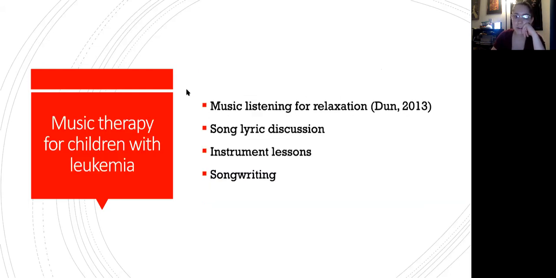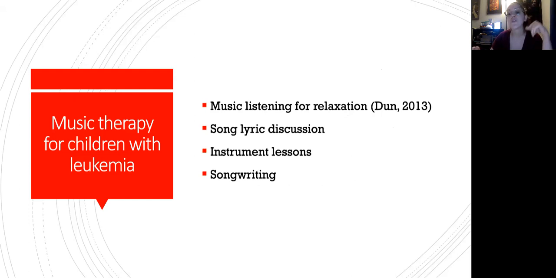So, what are some music therapy techniques that can be used for children with leukemia? The first is going to be music listening for relaxation. This could be live or pre-recorded music, and it can be used to help calm a child while they are receiving treatment. Second one is song lyric discussion around a favorite song.